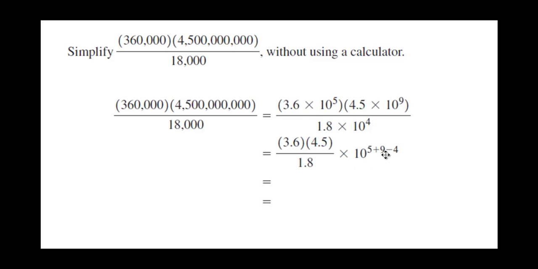And then the power of 10 that we end up with is 10 to the 10th power. And you should notice that 3.6 is twice as big as 1.8, so we will just get a 2, and 2 times 4.5 is 9. So that one you actually didn't need a calculator. Now moving it back to standard notation would be a 9 with 10 zeros.